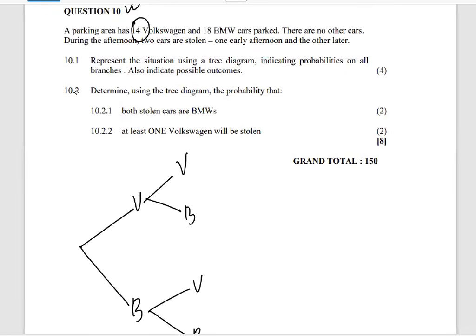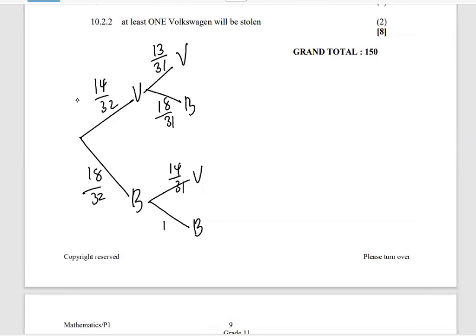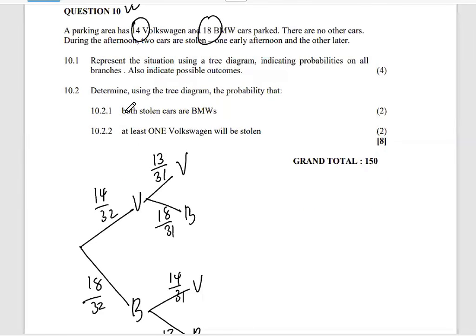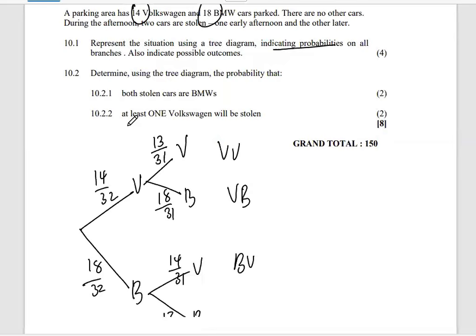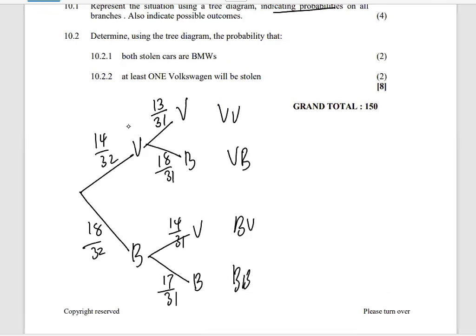So we know that 14 and 18 gives us 32. So 14 over 32, this is 18 over 32. If the first one taken was a VW, then we're going to be left with 13 VWs over 31. This is going to be 18 over 31. Okay, so this is 14 over 31, and then if it was a BMW, it's going to be 17 over 31. What else do they need? They want you to indicate the probabilities on the branches, also the outcomes. So VW VW, VB, BV, and then BB.